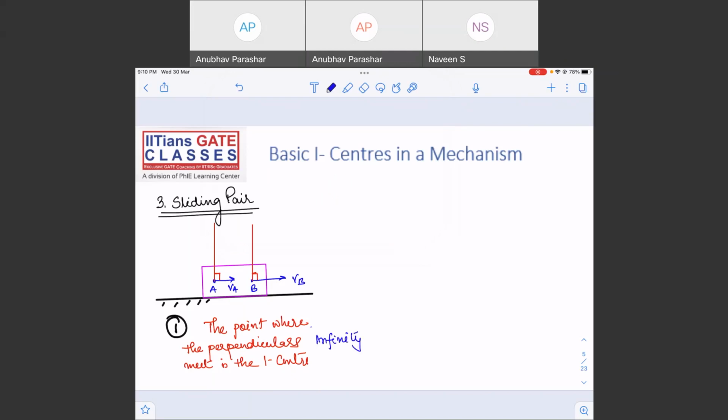So for a sliding pair which is sliding on a straight surface, the eye center is at infinity. Please remember this. Again, important objective being asked.